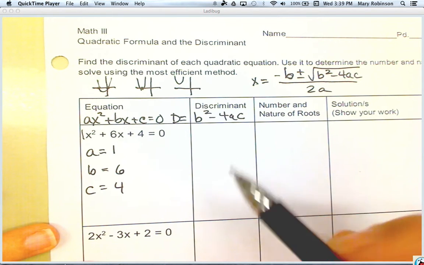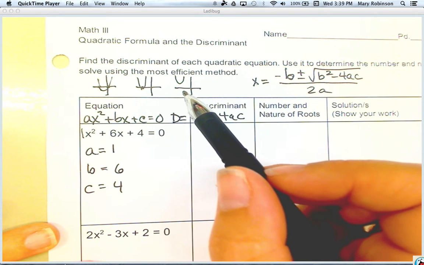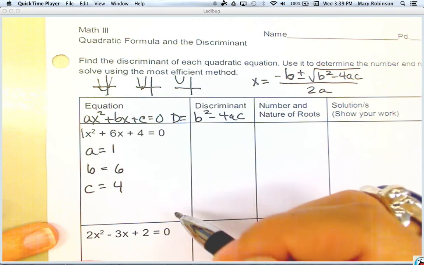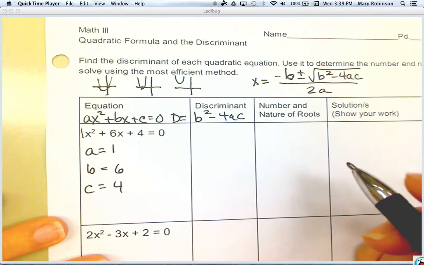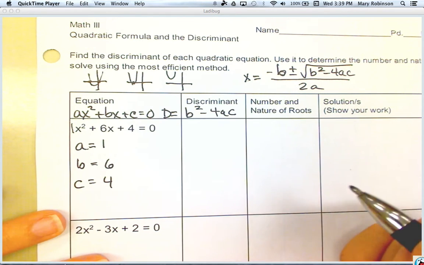And what's different in this course in Math 3 than Math 2 is you're actually going to learn that if you have no real roots, you actually have 2 imaginary roots. And you're going to find those using the quadratic formula as well. But now you have the skill, since we've covered imaginary numbers.